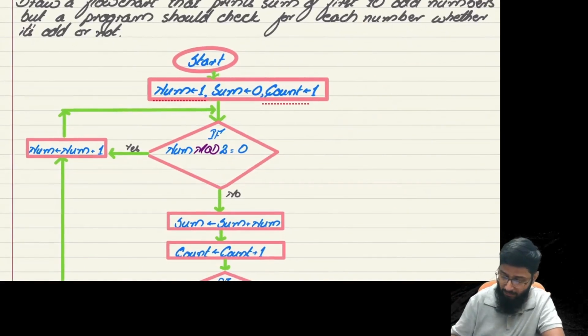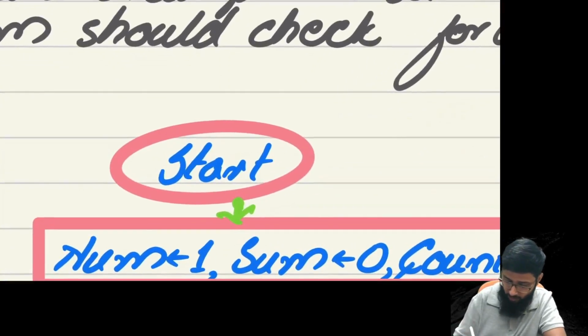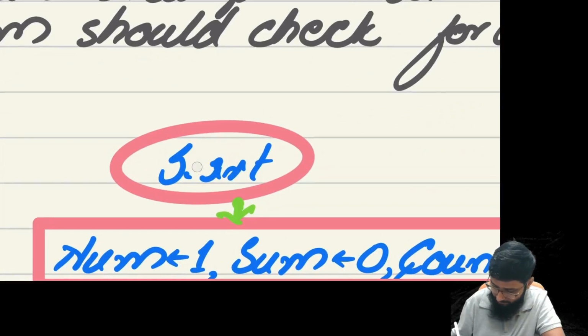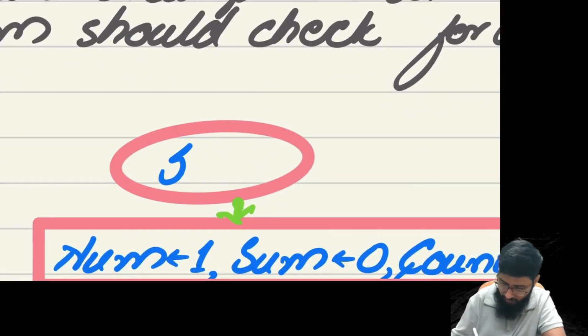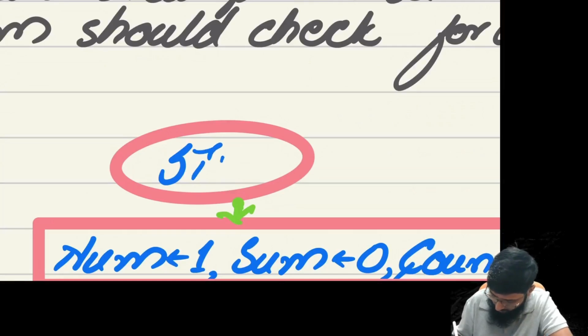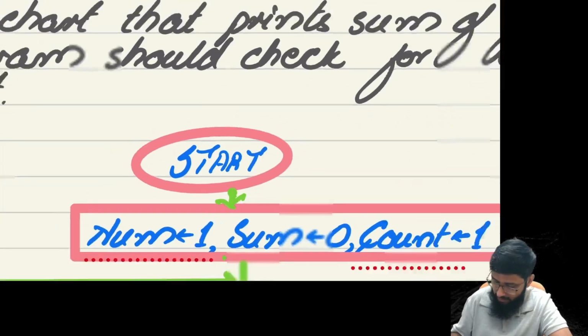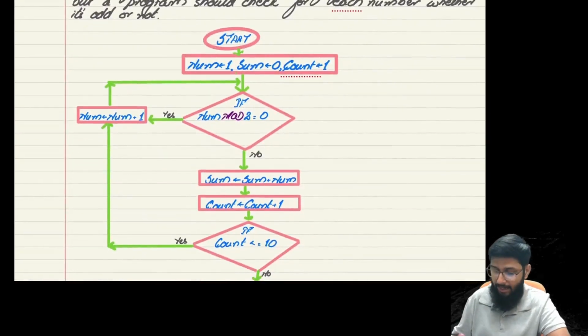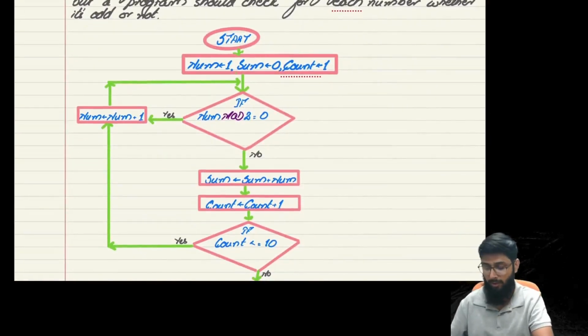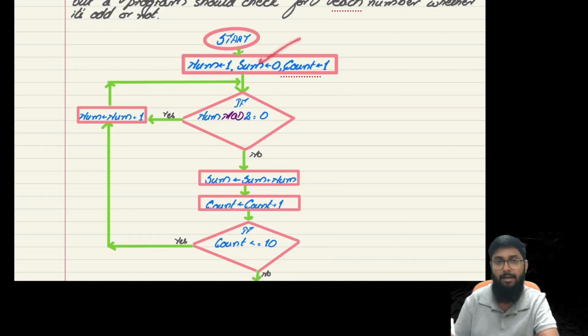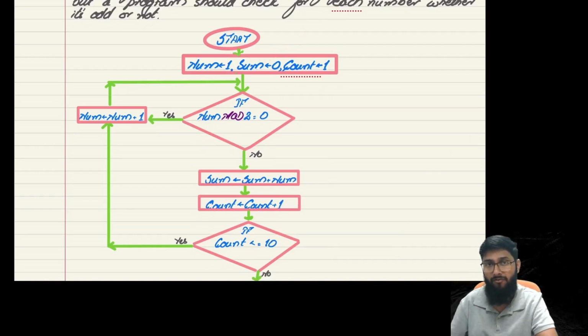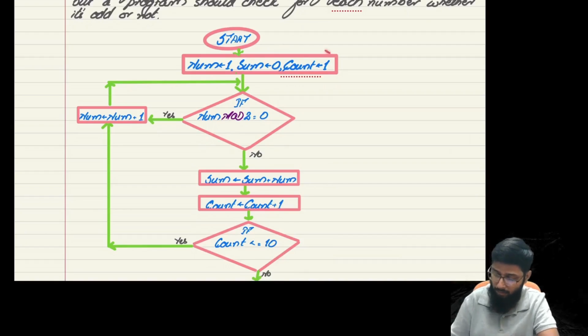So it says start. Once again, I don't know why I made this mistake. So let's first of all correct this. Okay, so start. Just after the start, I have declared a few variables over here. Num, that's been assigned the value of 1. Sum, that's been assigned the value of 0, the base value. Count, that's been assigned the value of 1 once again.